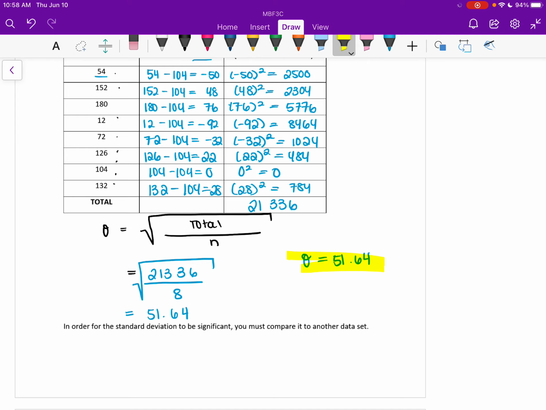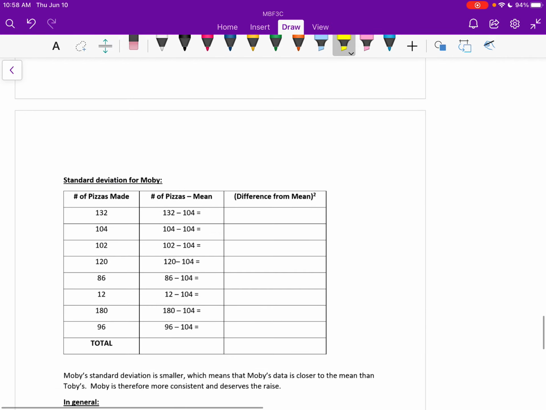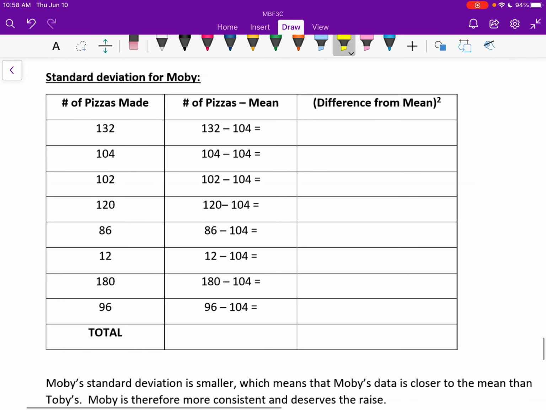That's fine, but that's meaningless to us, right? In order for standard deviation to mean something to us, we actually need to compare it to another set of data. So we know that Toby's standard deviation is 51.64, but in order for that to actually mean something to us, we need to compare it to the standard deviation for Moby, right? So let's go ahead and compare it.